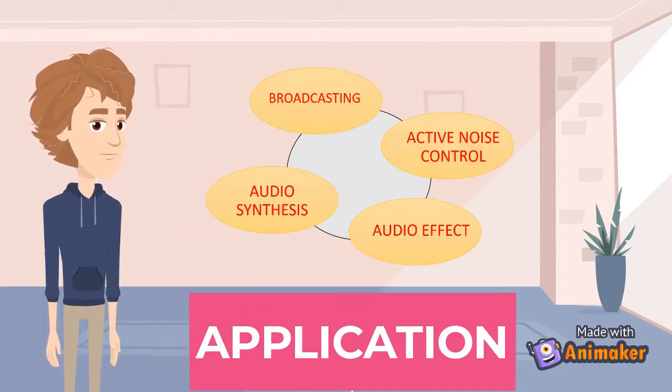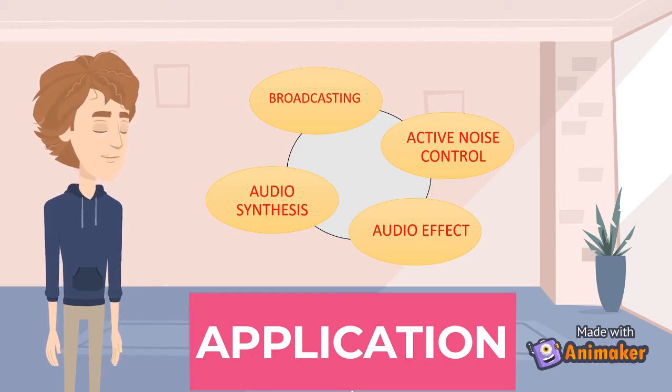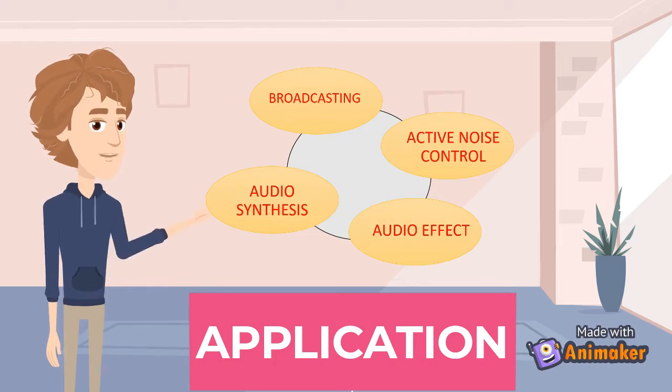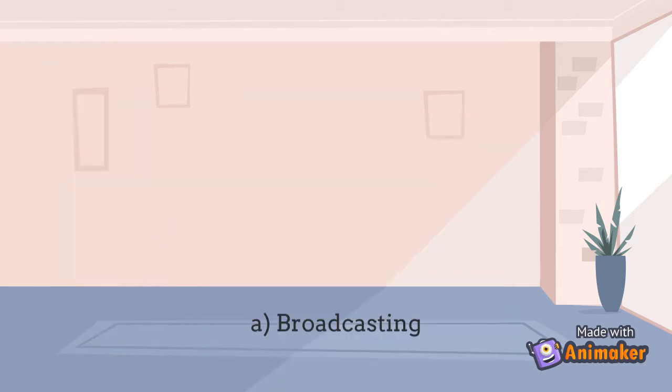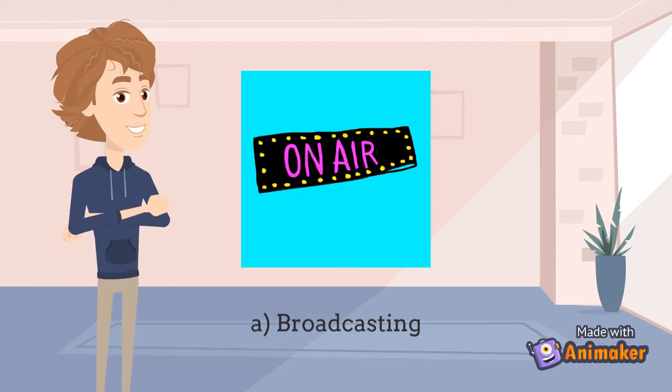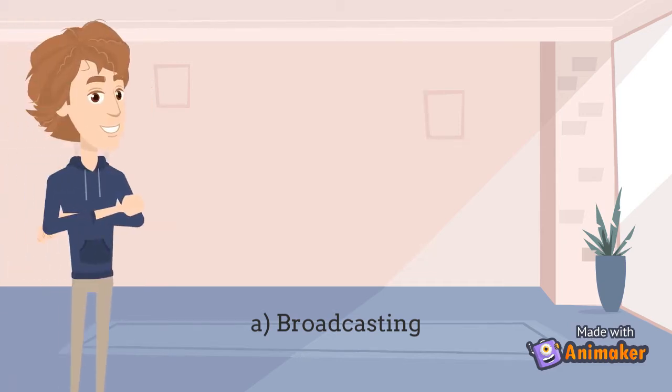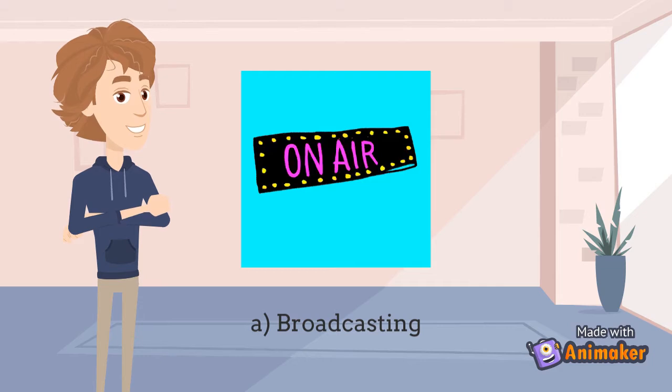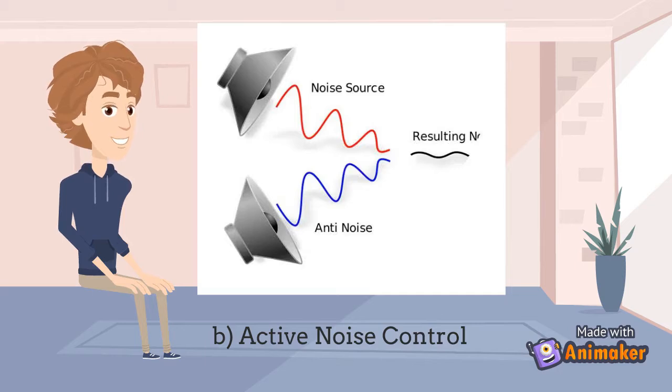Applications. First is broadcasting. Second is active noise control. Third is audio synthesis, and fourth is audio effect. First is broadcasting. Audio signal processing is used when broadcasting audio signals in order to enhance their fidelity or optimize for bandwidth or latency. The audio processor here must prevent or minimize overmodulation, compensate for non-linear transmitters, and adjust overall loudness to the desired level.